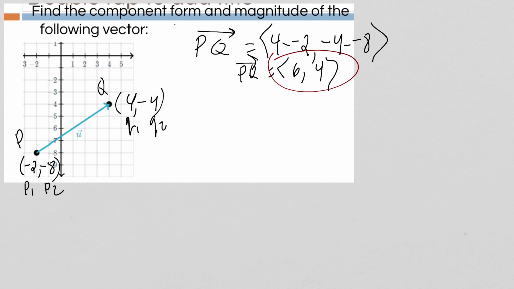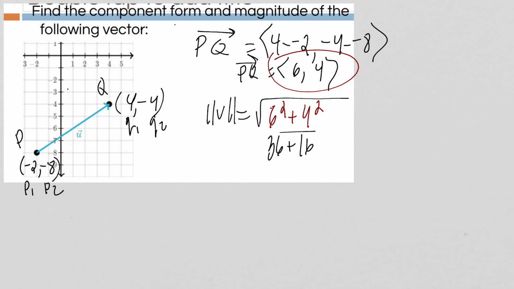And for my magnitude, I go ahead and do my square root, and I'm going to have 6 squared plus 4 squared, which gives me 36 plus 16, and the magnitude here is root 52.